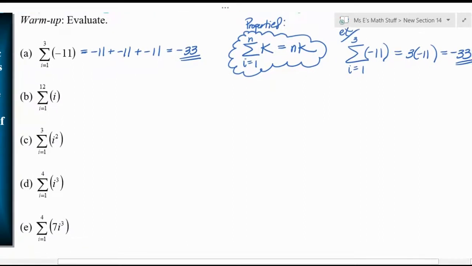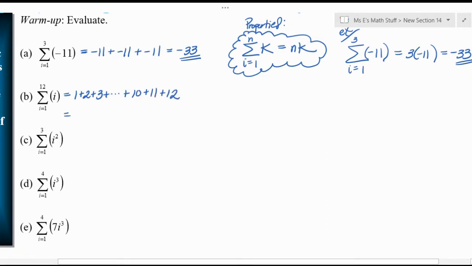So, all right, part B. Let's show what it looks like for part B if you just use "if in doubt, expand it out." Your first term is 1, second term is 2, third term is 3, and so on until you get to the end. Since your upper bound is 12, your last 3 numbers would have been 10, 11, and 12.